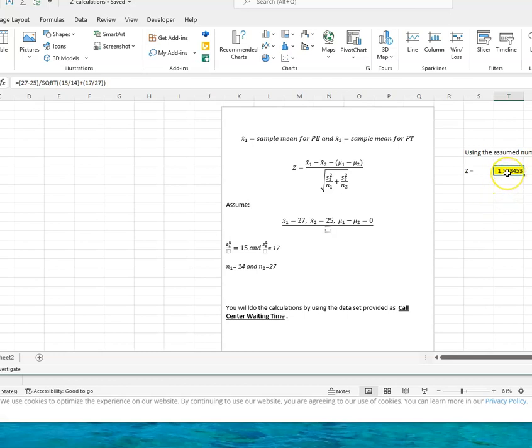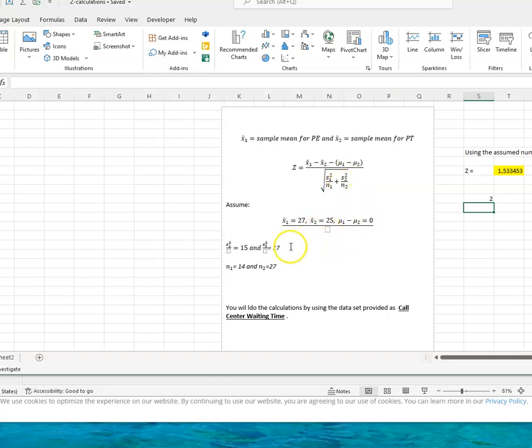So how did I get that? Again, I'm going to show you step by step. So this is equal to, the top part is x1 minus x2. x1 is 27, x2 is equal to 25. So equal to 27 minus 25. Enter. So I got the numerator. The denominator is S1 square over N1 plus S2 square over N2. Now you need to be very careful.